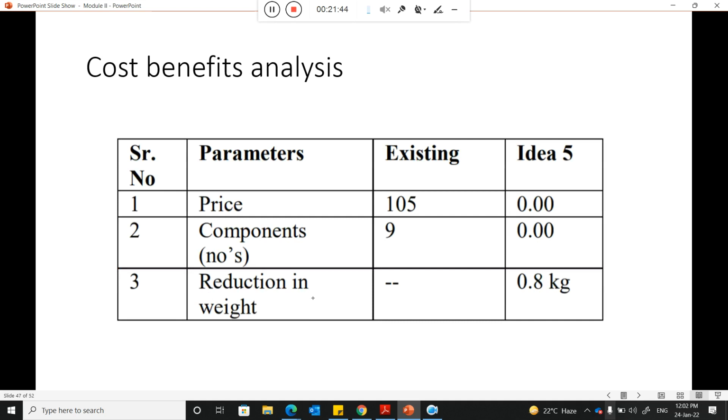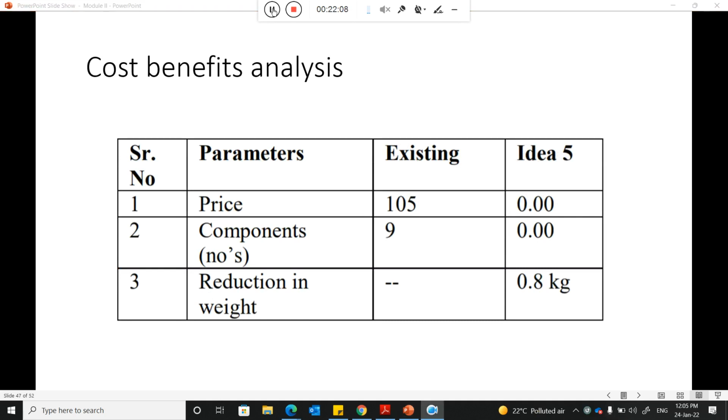So, cost benefit analysis. Here in the cost benefit you can see the parameters: existing and idea 5. What is the existing price that is mentioned here? The existing price is 105. Okay, for idea 5, what will be the price? Why is 0 written here? Can anyone tell me why 0 is written here?